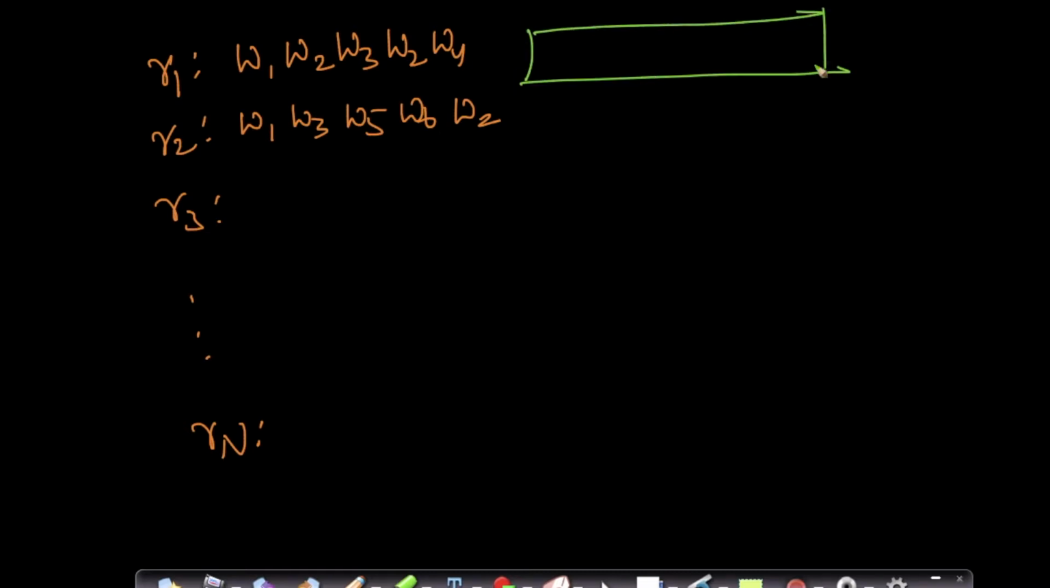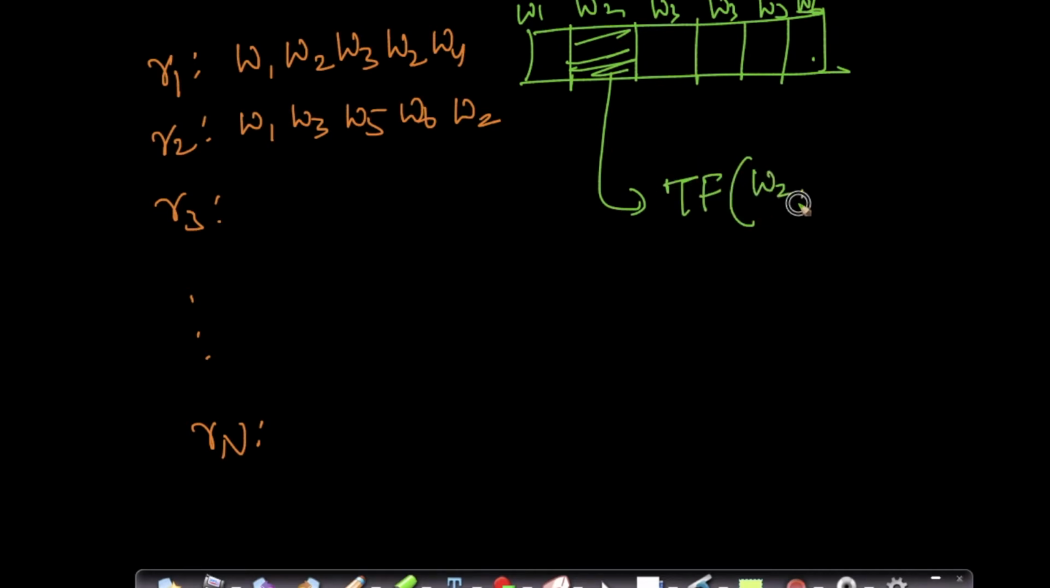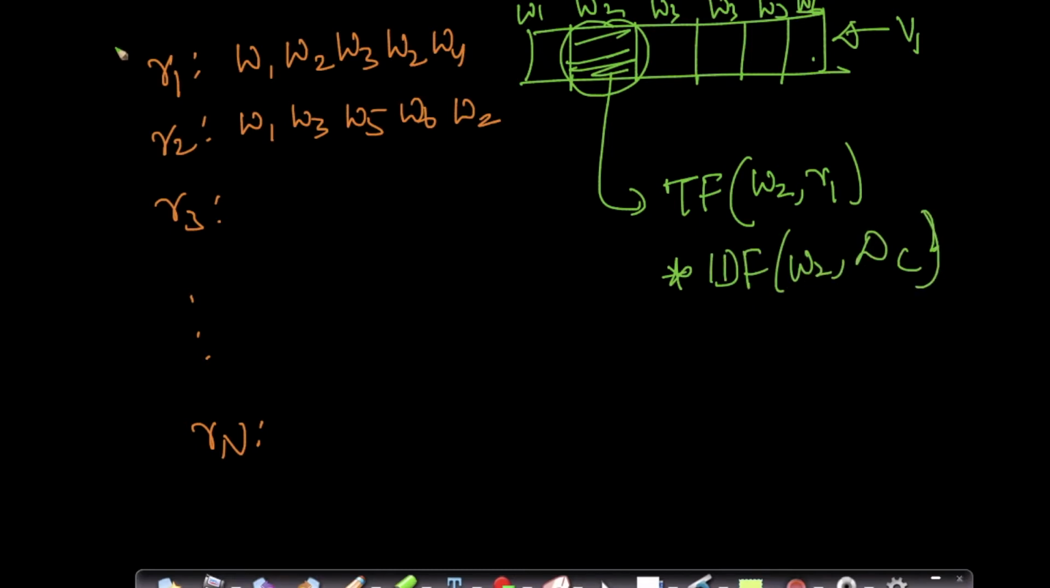When I try to convert R1 into a vector, again, I have values for each of these, W1, W2, W3, W4, W5 and W6. Now, the value that I'll fill here is TF, term frequency of W2. So this is my vector 1. So this is W2. I am going to fill the term frequency of W2 in R1, and I'll multiply that with IDF of W2 in my document corpus. And this is my whole document corpus. So I'm going to multiply TF and IDF to build the value here.